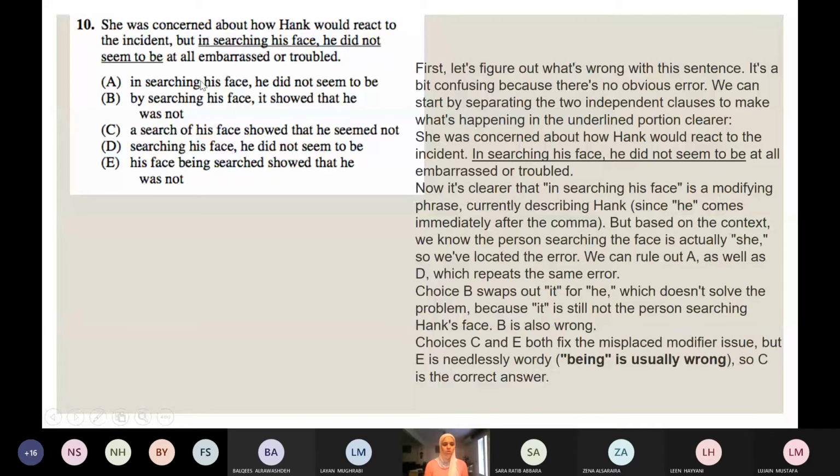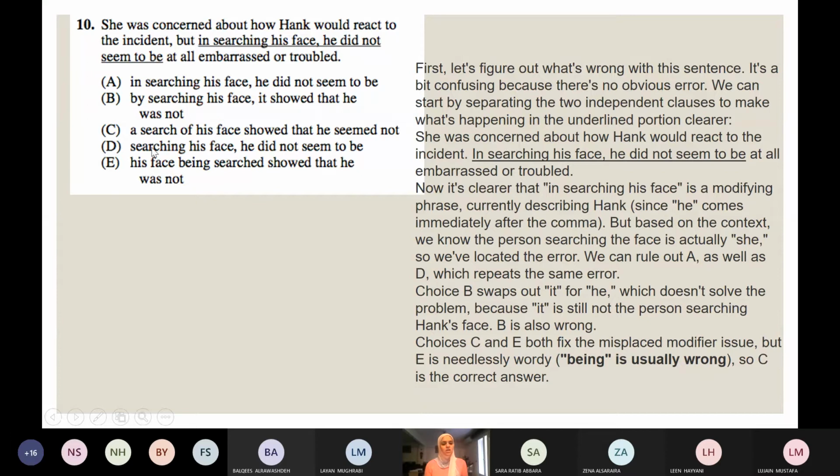It is the same, and it is wrong. By searching his face, it showed that he was not. It is the same, but instead of he I added it. Who is it? What is it that is searching his face? Nothing. There was no cat or dog searching his face or something. A search of his face showed that he did not seem. Who? A search of his face. Who? We also do not know who has searched his face.